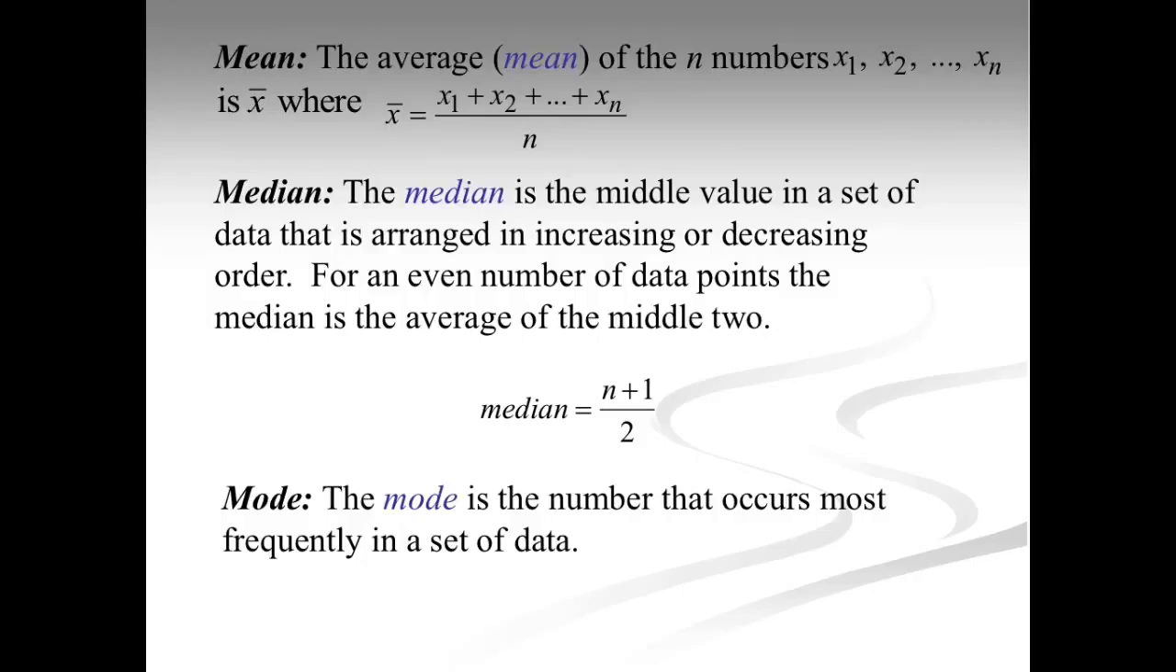And finally we have the mode. The mode is the most often occurring term, or the one with the largest frequency, and usually it's the easiest thing to find. Let's go ahead and apply these three terms to a set of data.